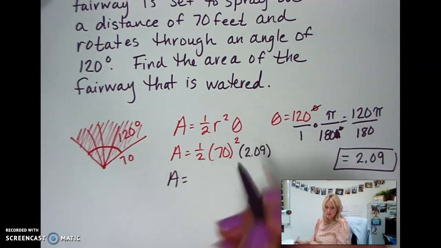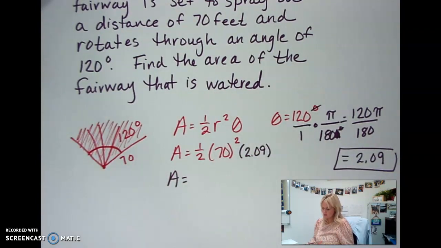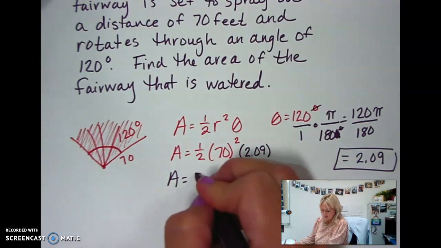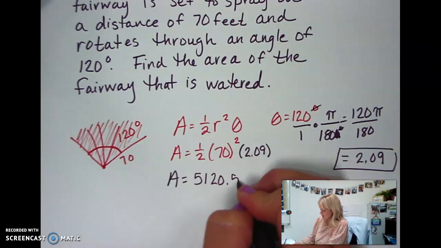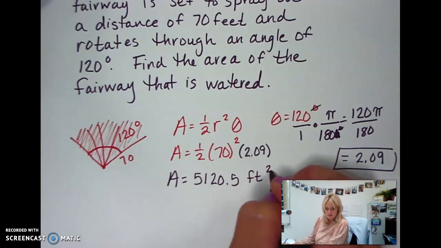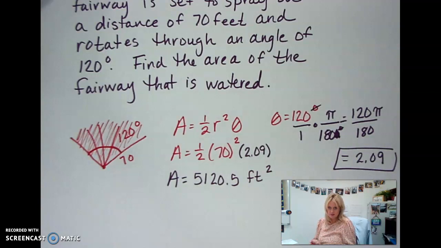And now if I follow my order of operations, 70 squared times 1/2 times 2.09 gives us the area of right around 5,120.5, and this will be labeled in feet squared.